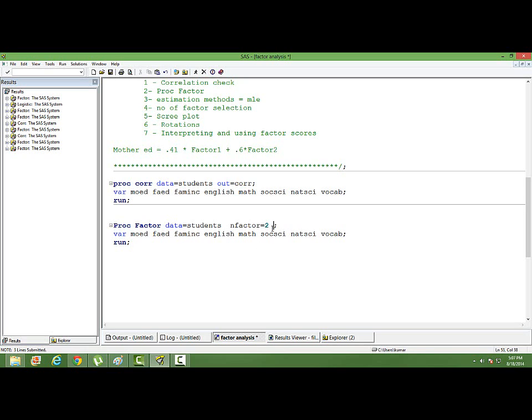The next thing that we will study is how to plot a Scree plot.